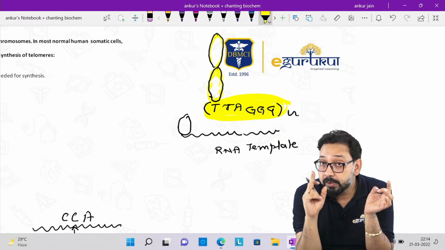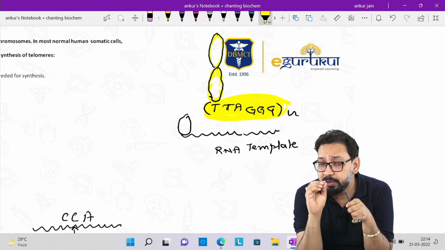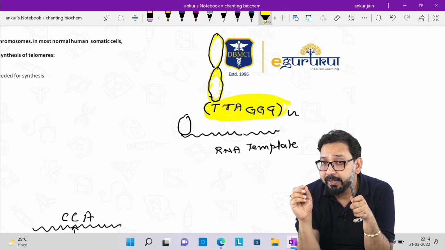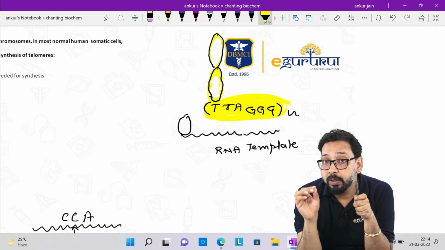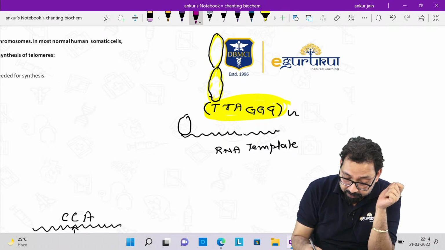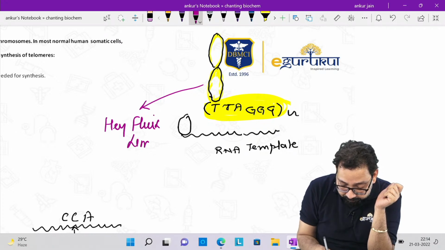Means after each replication, suppose one telomere is lost, and a cell is having 60 telomere. So how many times can this cell divide? 60 times. So depending on the number of telomere the cell can divide, this is called Hayflick limit. Question was asked: Hayflick limit.